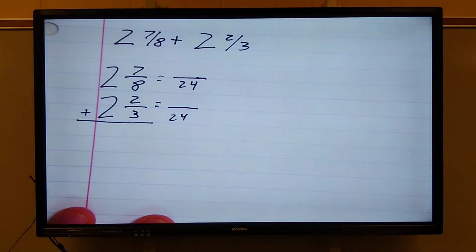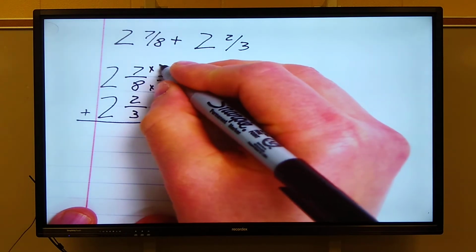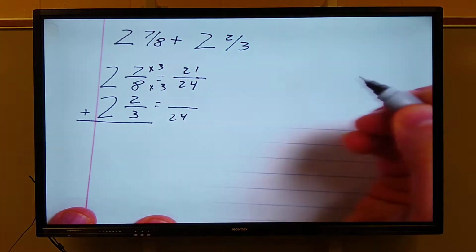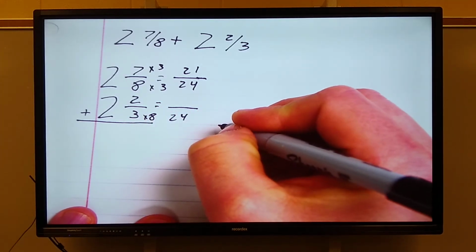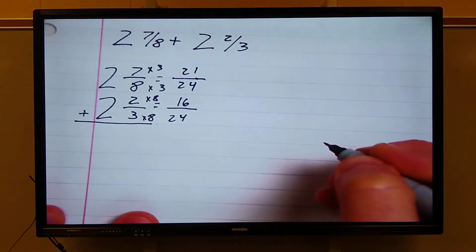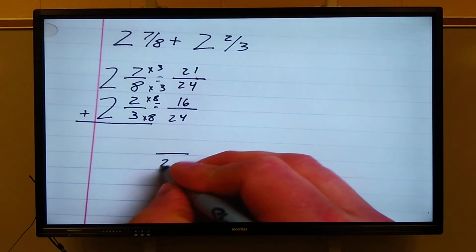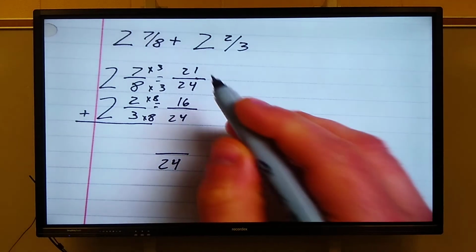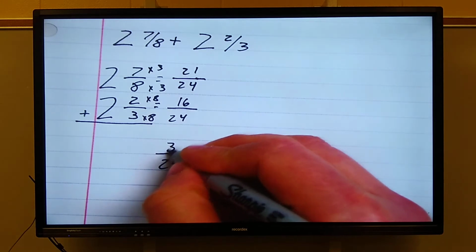Okay, that's what you should have gotten. All right. Find the new numerators. 8 times 3 is 24. 7 times 3 is 21. 3 times 8 is 24. 2 times 8 is 16. So there we have it. Now, add them up. Denominator stays the same. 21 plus 16 is 37.